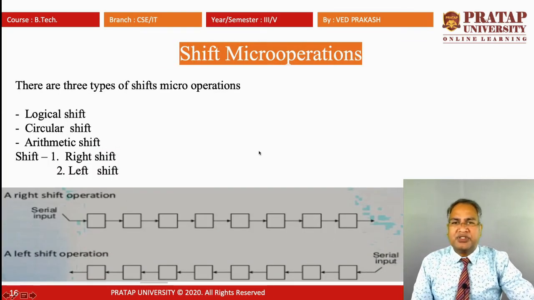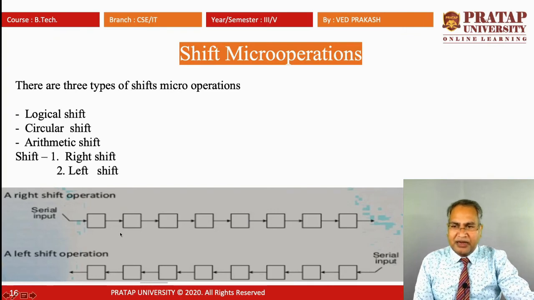Now, next is shift micro-operations. Shift micro-operations are those operations which are used to shift the content of a register either to the left hand side or right hand side. So, we can say the shift is classified into right shift or left shift. There are basically three types of shift micro-operation: logical shift, circular shift, and arithmetic shift micro-operation. First we consider what the shift micro-operation is. They are classified into right shift and left shift.